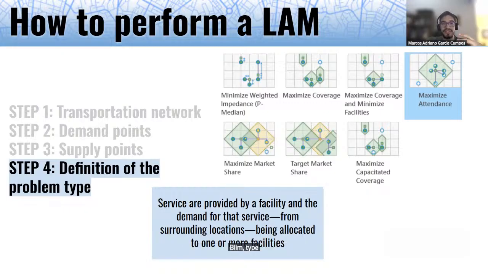So I have different algorithms to solve my problem, and each type of algorithm will solve the problem in a different way. But the logic is that the services are provided by a facility, and there is the demand for the service. So I depend on the dynamic between the facility and the demand to allocate it to one or more facilities.